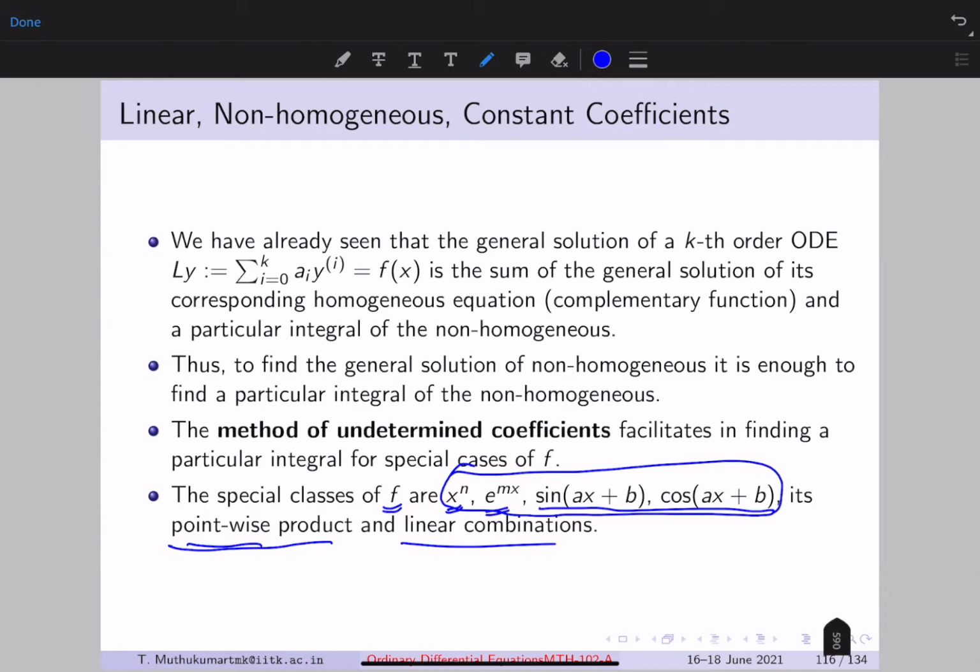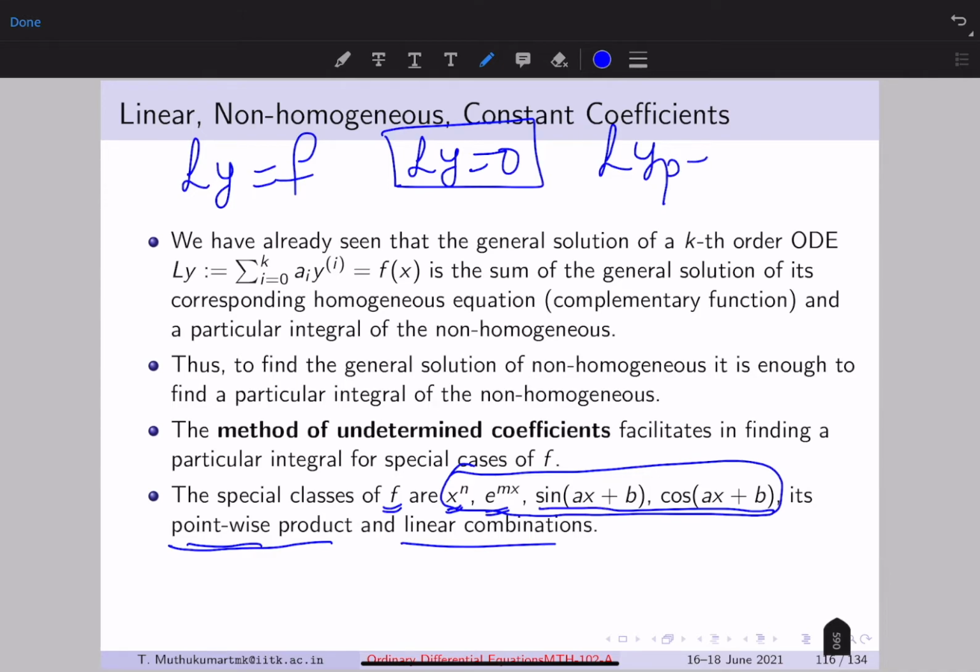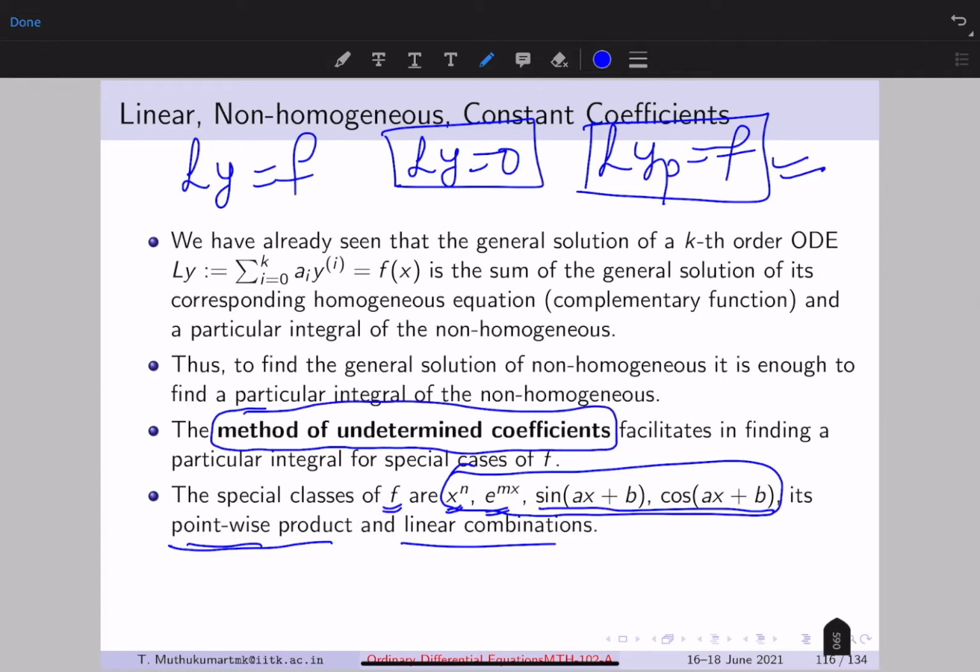So basically what we are conveying in this slide is that if you want to solve Ly equal to f, solve Ly equal to 0 and find one yp such that Lyp equal to f. And how to do this? For this you use the method of undetermined coefficients, and that method works not for any generic f but for special f of the forms that we have mentioned here.